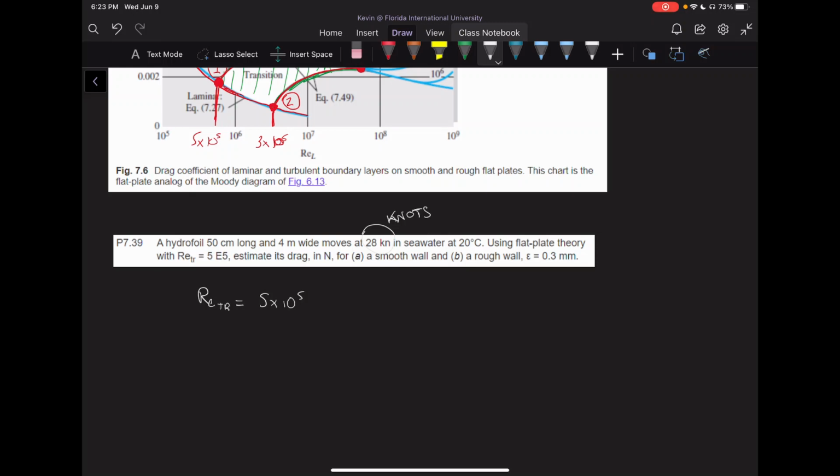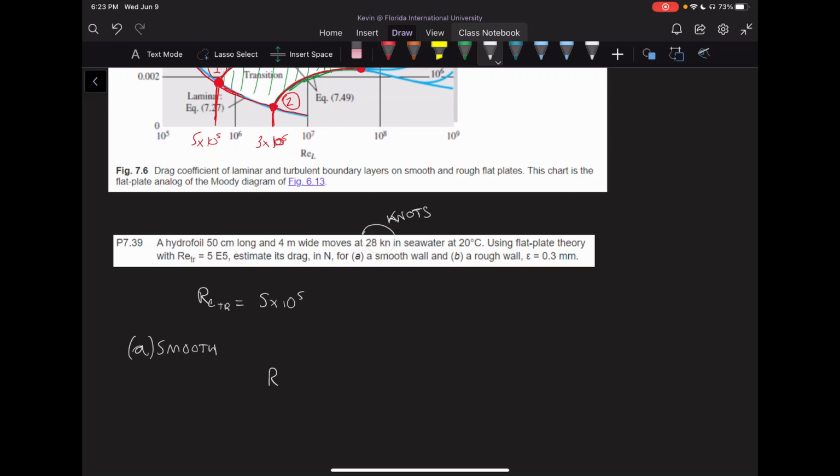The first thing is, since we know our Reynolds transition is 5 times 10 to the 5, that means above 5 times 10 to the 5 we're going to have turbulent flow, and below 5 times 10 to the 5 we're going to have laminar flow. That's really important. So we're going to start with our smooth wall, and the first thing we're going to do is find our Reynolds number for our seawater on a smooth wall.